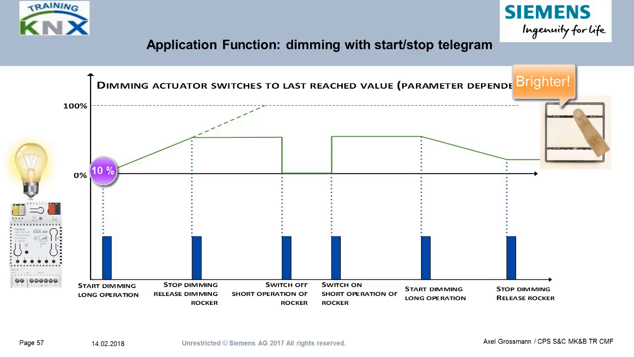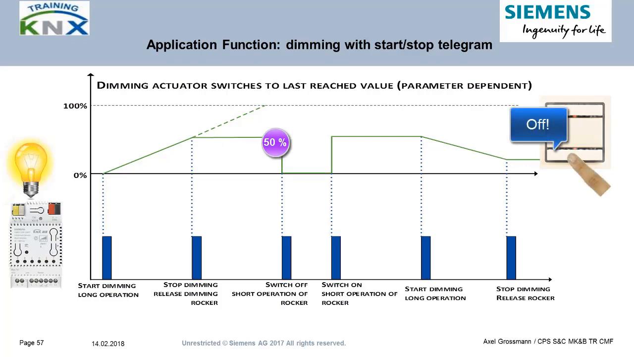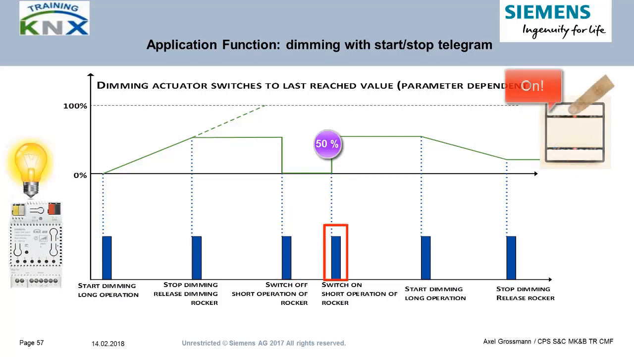As soon as we notice the required brightness to be reached, we release the rocker. Another telegram is sent to the bus, the stop telegram. As soon as the actuator receives it, it will terminate dimming. A dim value of approximately 50% is now reached. The third telegram is a switch-off command sent after a short operation of the rocker bottom. Now, a little later, the light shall be turned on again by telegram 4, short operation of rocker top.